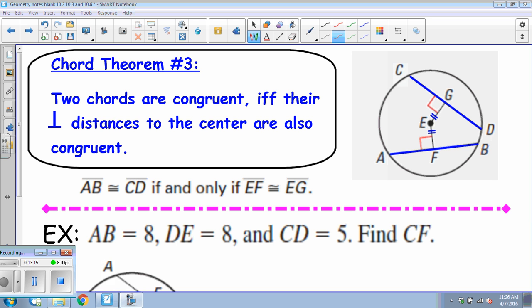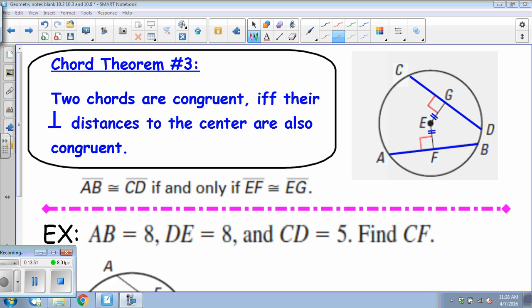Anybody know what IFF means? It doesn't mean if. No one knows? It means if and only if. IFF is shorthand for writing if and only if. So this says 2 chords are congruent if and only if their perpendicular distances to the center are also congruent. I'm going to let you get that written down, and then I'm going to explain what that means.